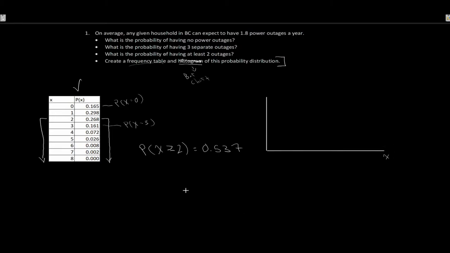Horizontal axes is our values of x, our number of outages. Vertical axes is probability of x. And we would have our heights being this guy there. So if I were just to quickly freehand this without scale, what would we get? We'd have something like a little bit bigger than that. What am I doing? 16.5. What's our highest value? 29. So, okay, we'll give a little bit of scale just so we can get an idea. Something like that. Like that.